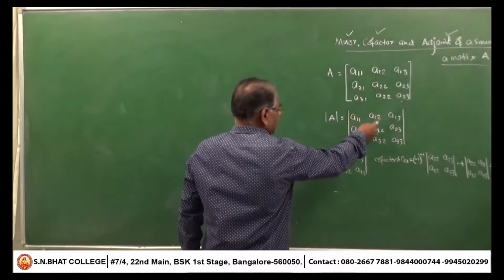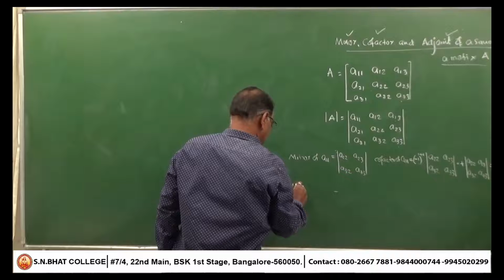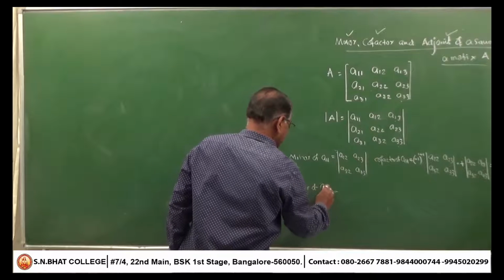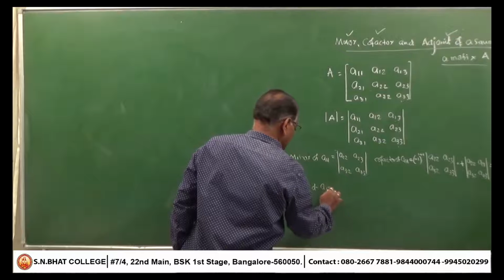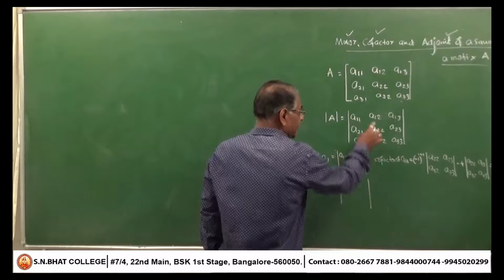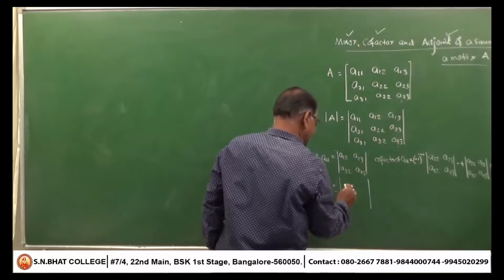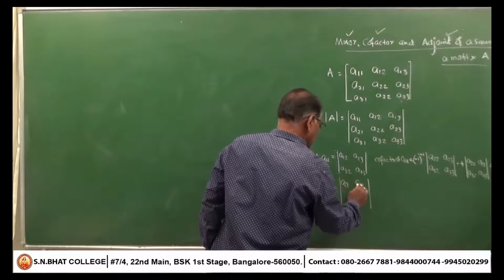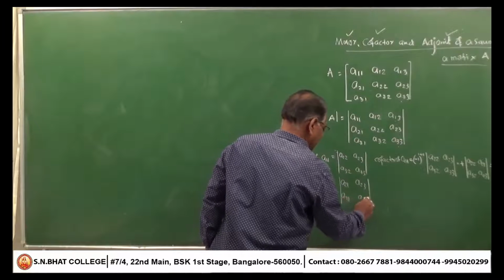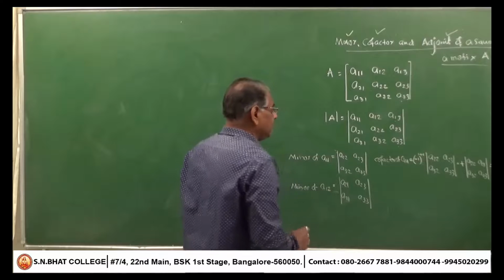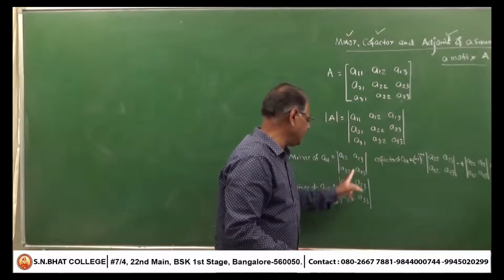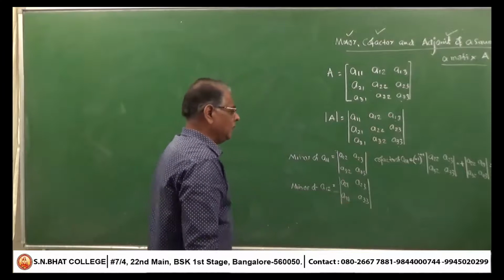Next you have to find the minor of the second element. Minor of the second element is A12, which is equal to the determinant leaving this row and this column: A21, A23, A31, A33.